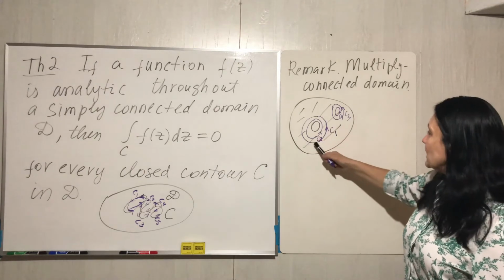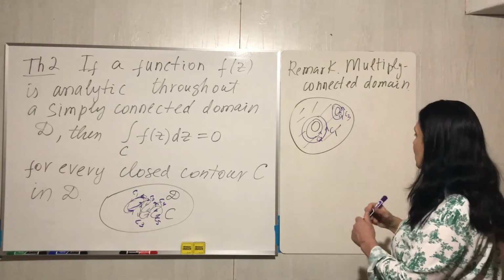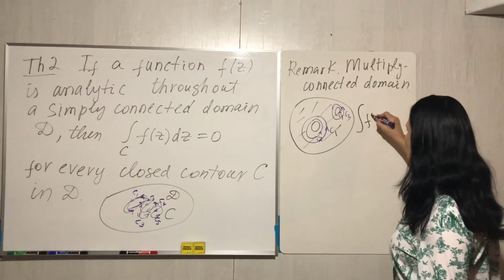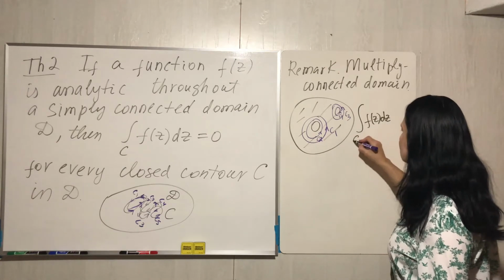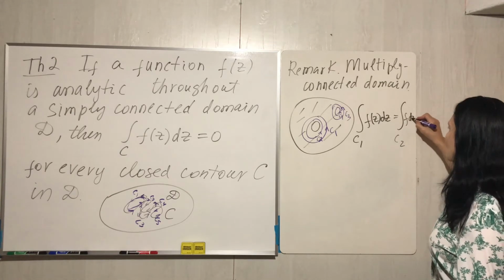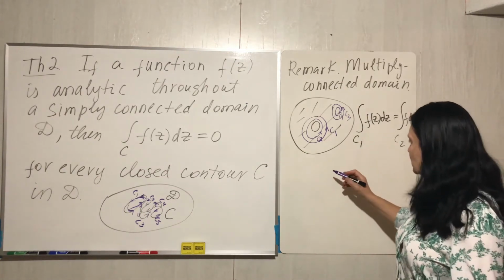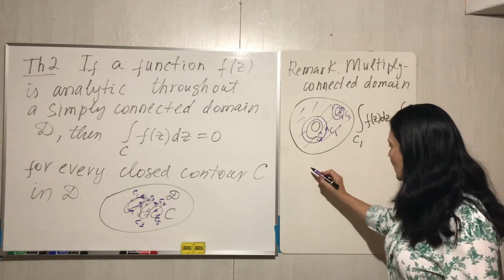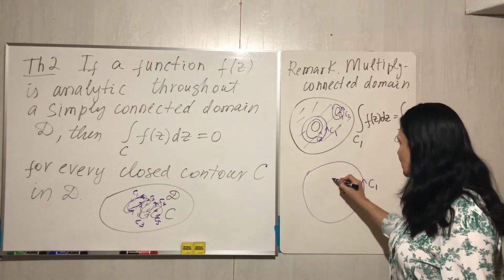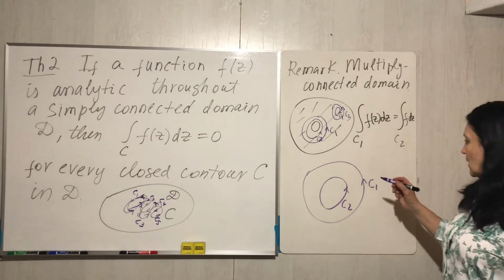But what can we say about integrals along contours C1 and C2? These two integrals would be equal to each other. So integral of an analytic function f of z dz along C1 would be integral along C2 of the same function f. So how we can see that? If I draw these two contours, so let me make a zoom. So suppose this is C1 and this is C2, and now let's make a cut.